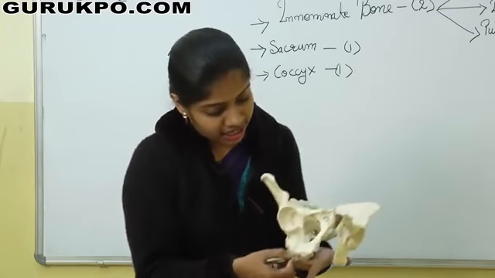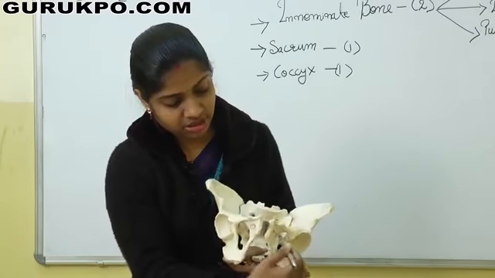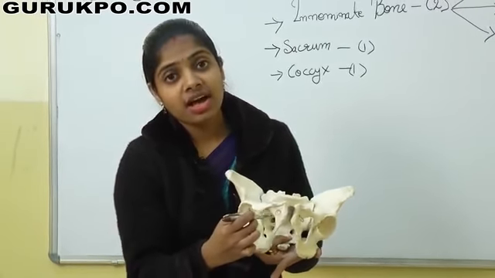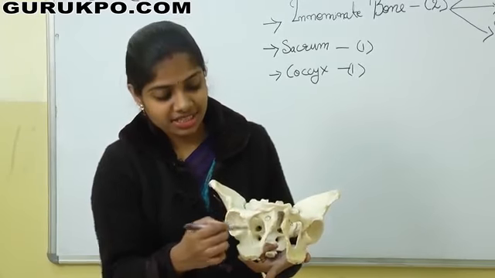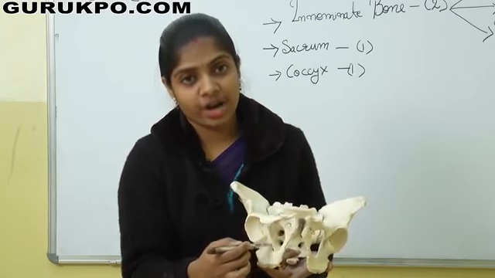Then in the ischium there is a foramen. See, this is the foramen, which is known as the obturator foramen.